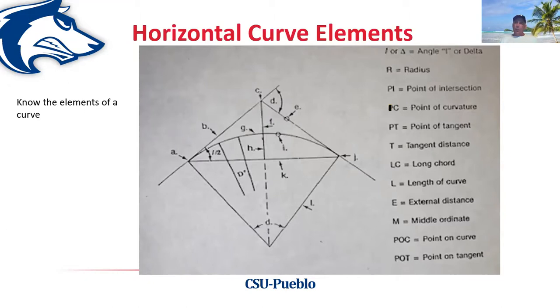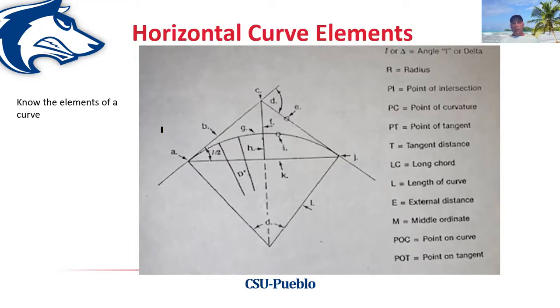This point right here now, which is the point of curvature, or the PC, is the point where the curve begins. So one of the things that one must always establish when laying horizontal curves out is the direction in which the curve is flowing. This particular curve is flowing this way.